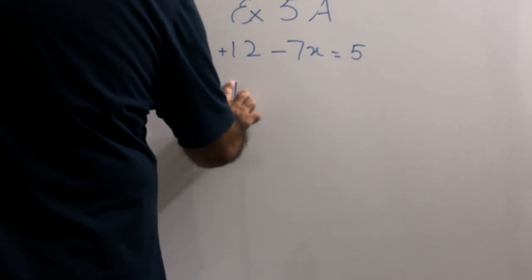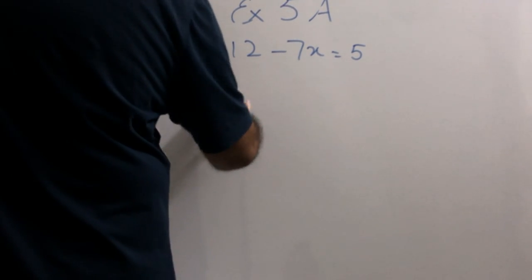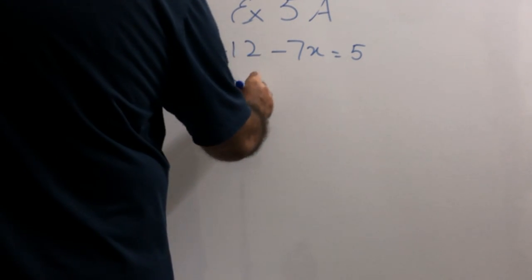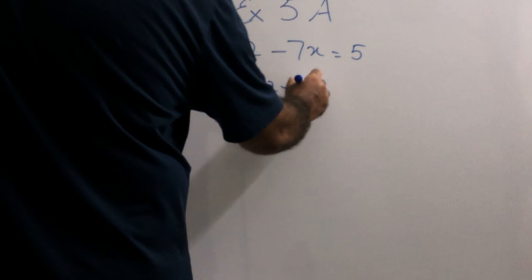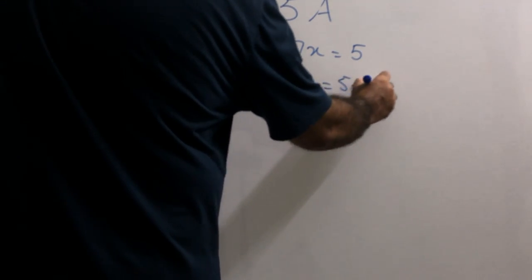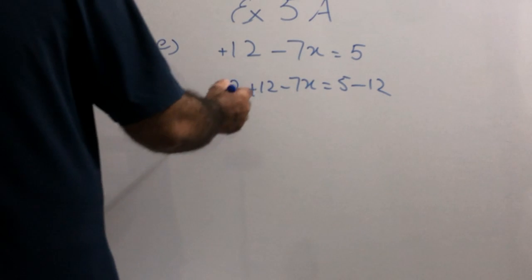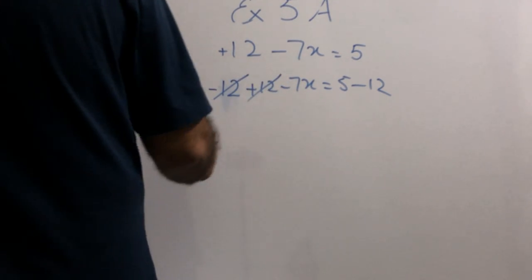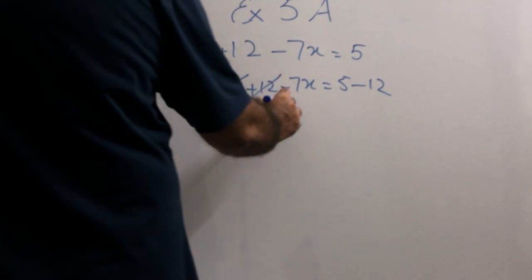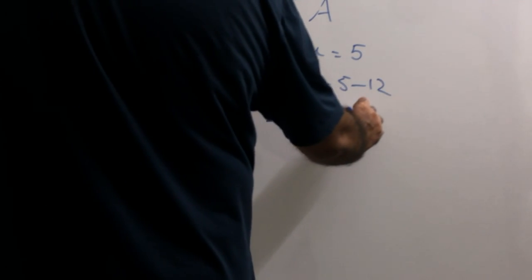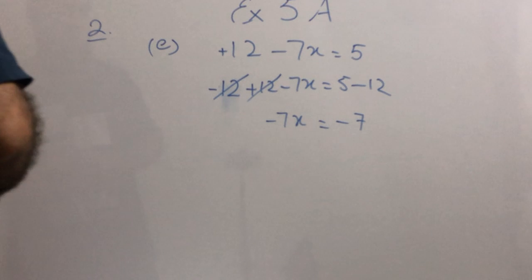Minus 12. This is plus 12. 5 minus 12. We did minus 12 here and we did minus 12 here. By this way, these will be cancelled out. On the left side, we will be having minus 7x. Here, we will be having minus 7.